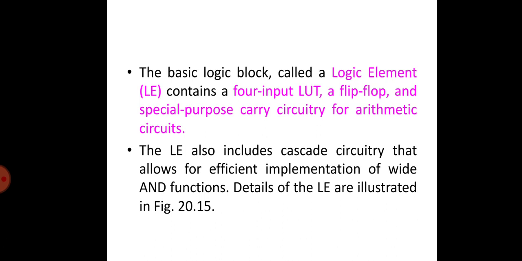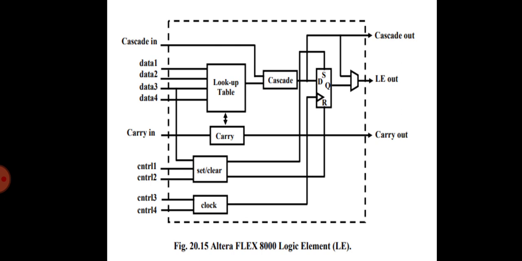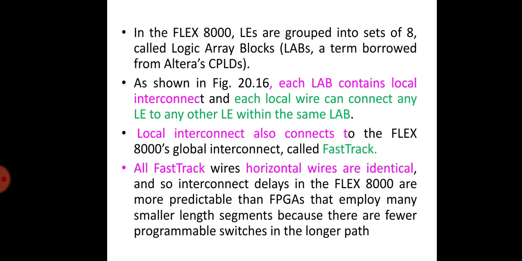So the basic logic block, called the logic element, contains a 4-input LUT, a flip-flop, and special purpose carry circuitry for arithmetic circuits. The LE also includes the cascade circuitry that allows for efficient implementation of wide AND functions. So here you can see the detailed LE structure, which consists of lookup tables, cascade, multiplexer and D latch.